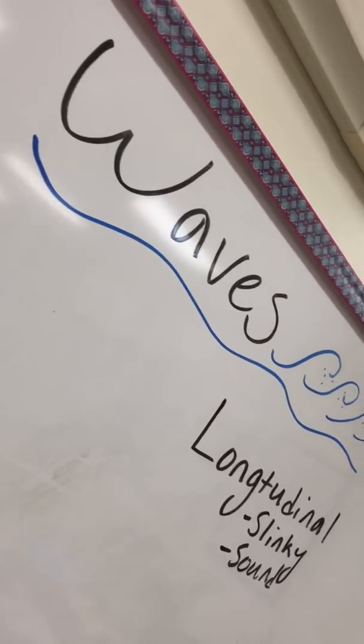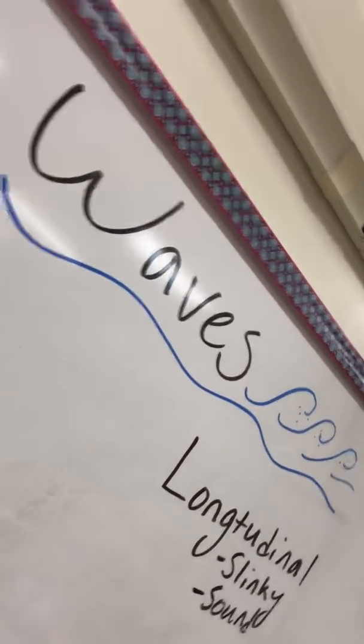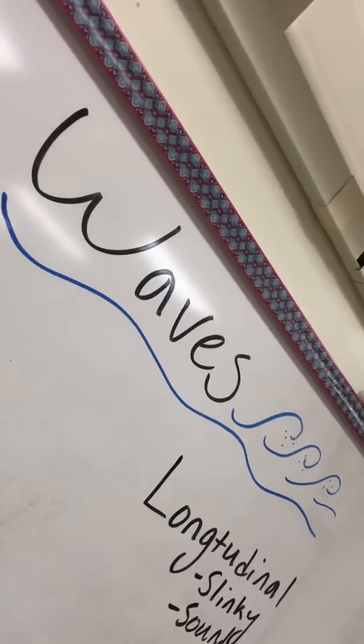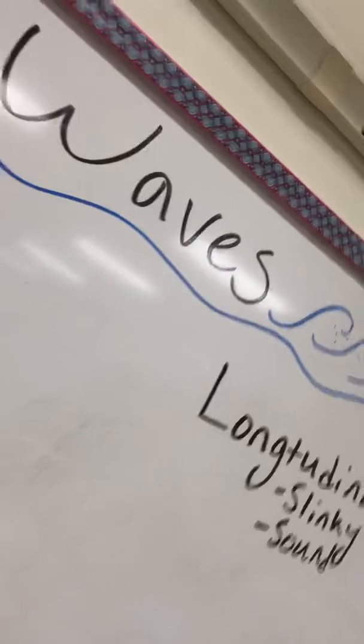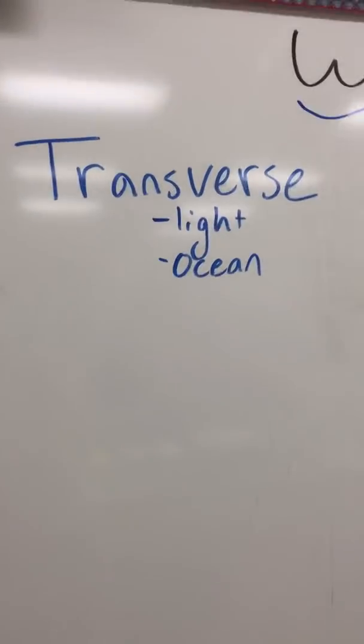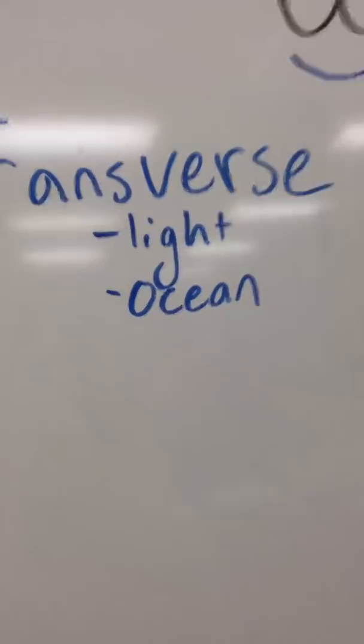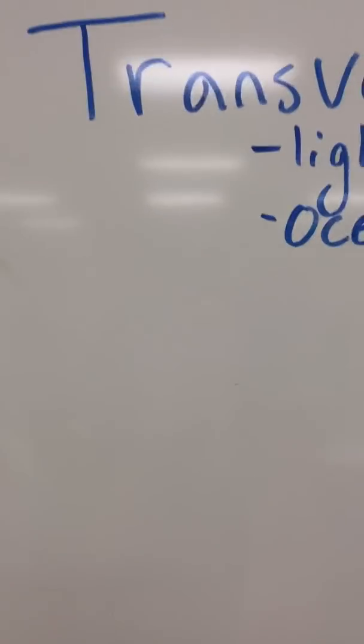Hey there, cool kids. In this video, we're going to be talking about waves and the different kinds of waves. There are two different kinds of waves. The first kind of wave is the transverse wave. Transverse waves are the tall up and down waves.